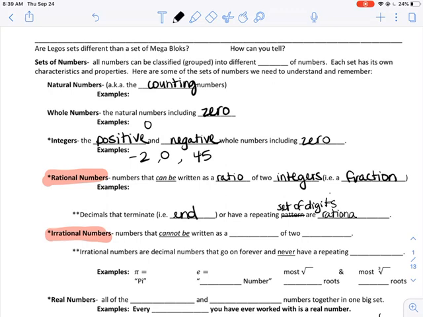So that's going to be super important for the future, that you know that a rational number will either end or terminate or repeat. Irrational numbers then are numbers that cannot, it's going to be the opposite of rational, cannot be written as a ratio of two integers. And they go on forever and never have a repeating set of digits.